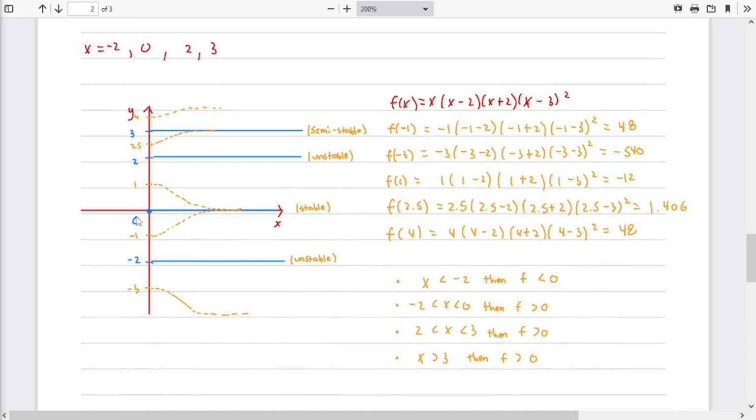And so, if we have equilibrium 0, the point 1 converges to 0, and the point negative 1 converges up to 0, so this makes it a stable equilibrium. While with the points around the equilibrium negative 2, we have 1 converges away, negative 1 converges away, and negative 3 converges away, which makes this unstable.